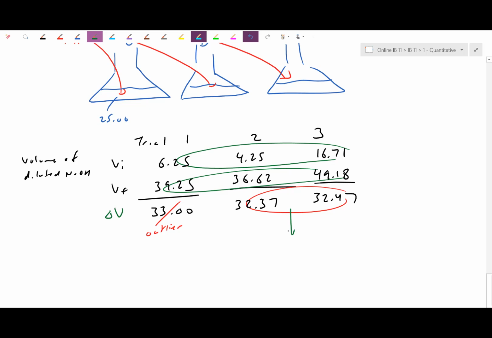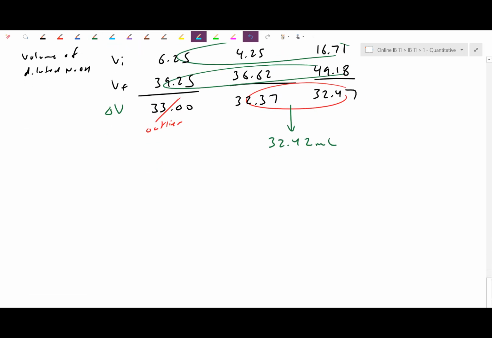So let's just take the average of those numbers. Add those two, divided by 2: 32.37 plus 32.47 divided by 2. On average, it gives me 32.42. It was a lot of work to get to that number, but at the end of the day, it ends up as a stoichiometry problem.